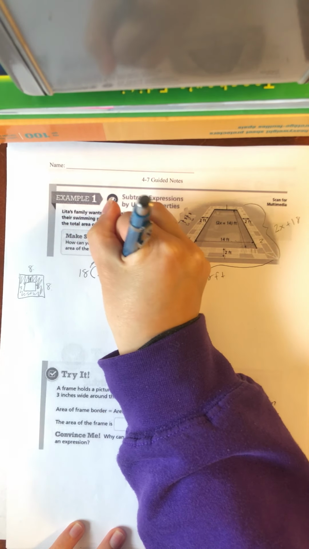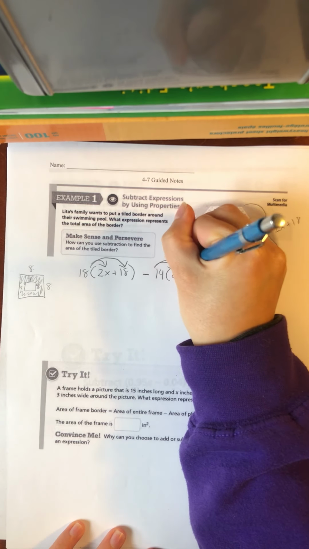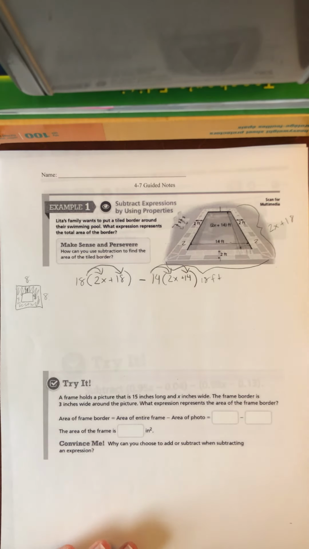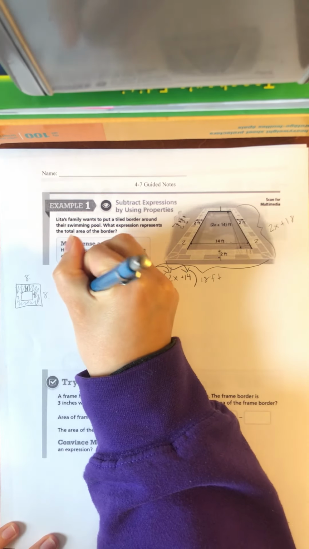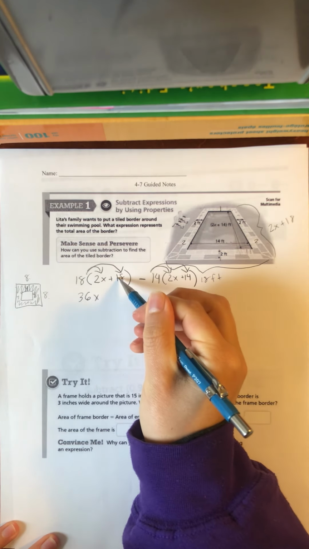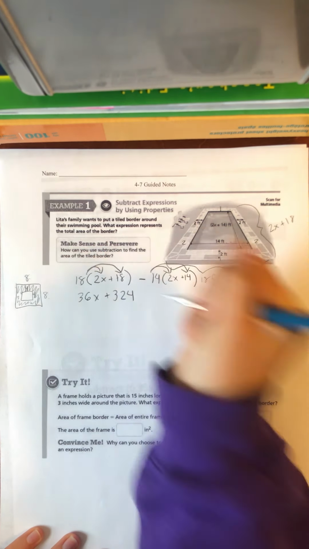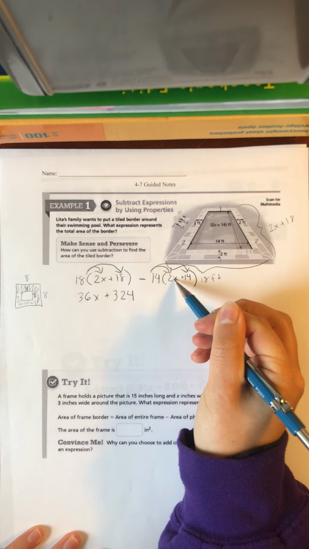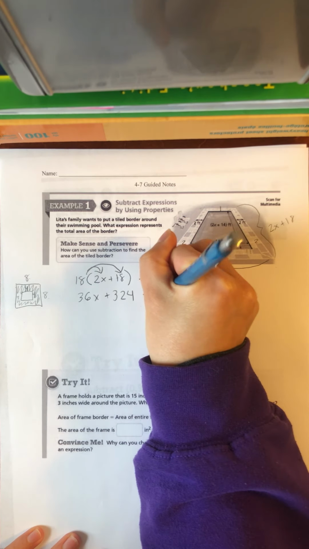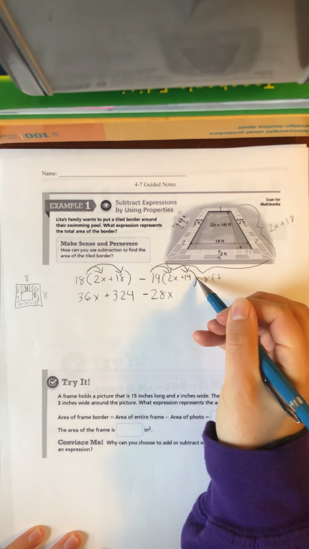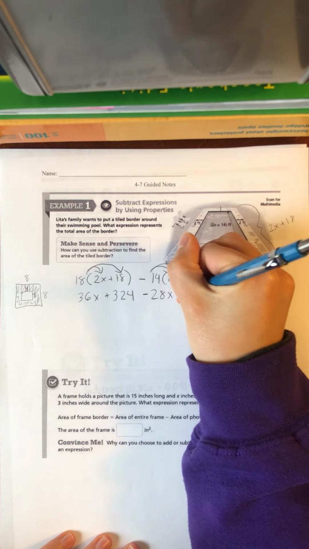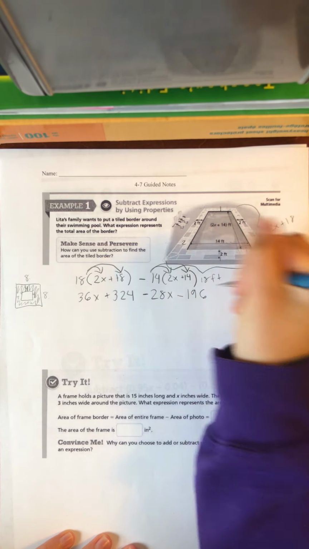Okay, so what we're going to do is we're going to distribute. Make sure you're writing down every step. I know your work is in the book, but you should still be writing all this down because writing it down helps you remember. So 18 times 2x is 36x, and then 18 times 18 is 324. Negative 14 times 2x is negative 28x. Negative 14 times positive 14 is negative 196.